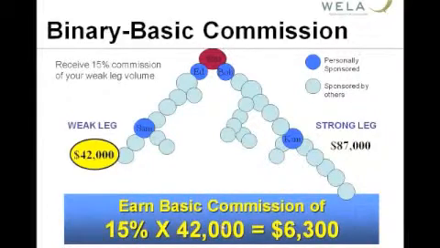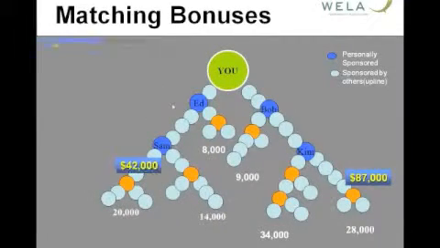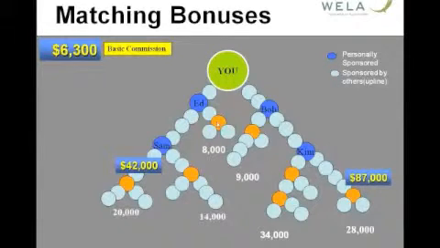But believe it or not, this 15% commission is not what's making up the bulk of people's commission checks. What's actually making up the bulk of the checks are the matching bonuses. Let me explain that to you. Now, remember, you already got your basic commission of $6,300 because you had 42,000 in volume on your small side. You got 15% of that.